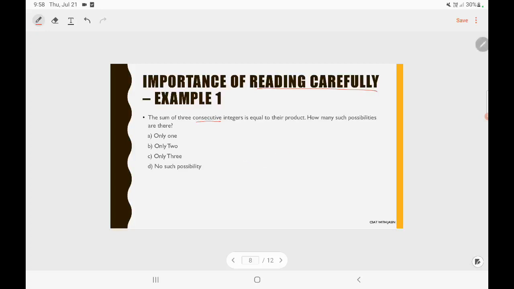So normally what you will do is, here 1 plus 2 plus 3, they are consecutive numbers, right? It is equal to 6. Then 1 into 2 into 3 is also 6. So mostly all the students will get this right, and you will think there is only one possibility. But the problem here is the question has asked for consecutive integers. Okay, what are integers? Integers can be negative numbers, it can be 0, it can be positive numbers. So that's why I told you reading carefully is very important.